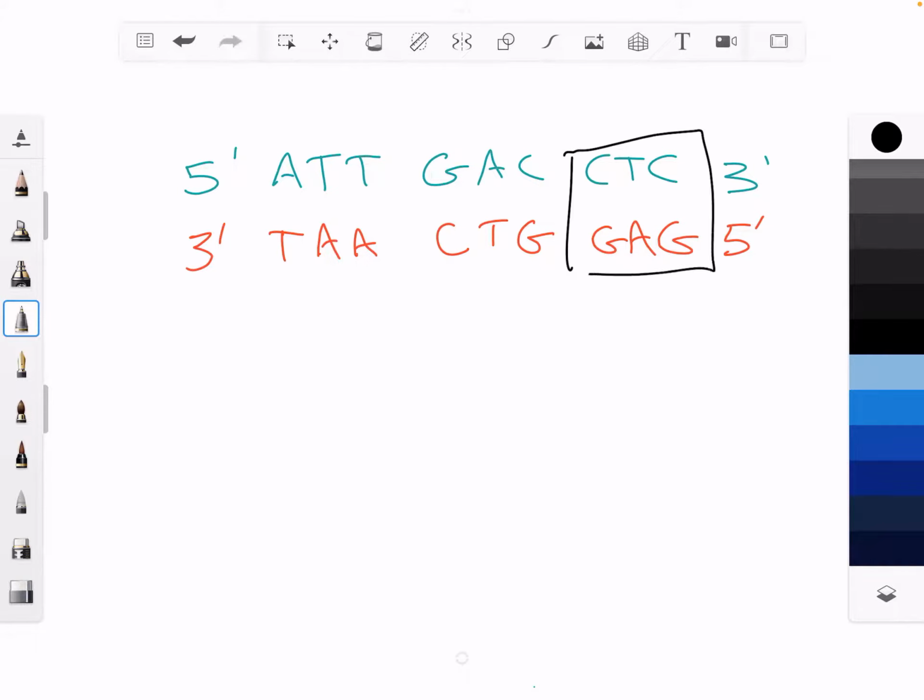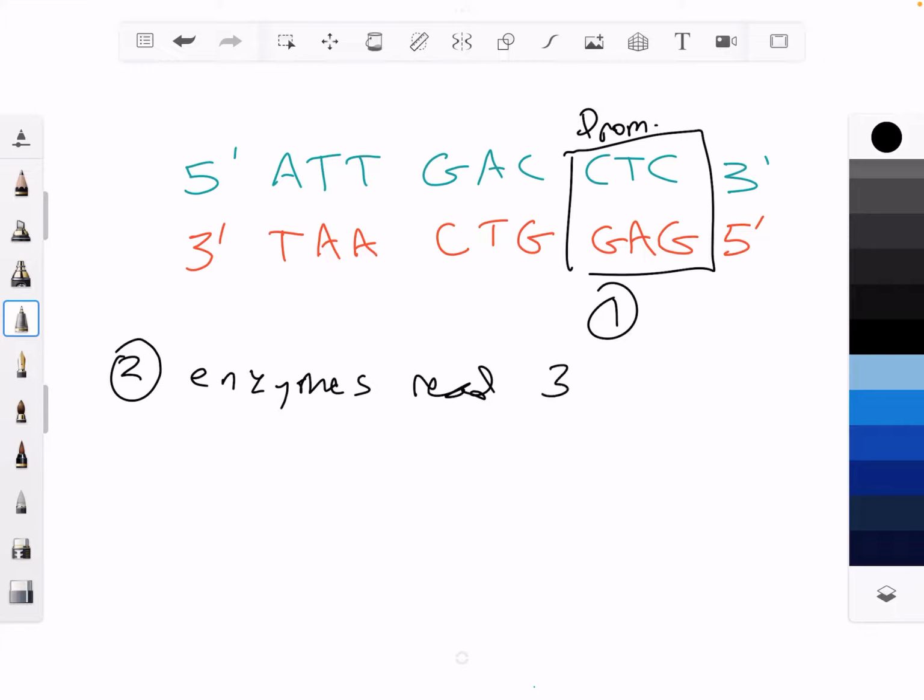All right, so what if we had some information that said that the promoter is here? This is the promoter region for this specific gene. So now we could take the information. We know where the promoter is. That's our first piece of information. Our second piece of information is that, again, we know that enzymes read 3' to 5'. And then our third piece of information is going to be that we know where a promoter should be with respect to a gene.